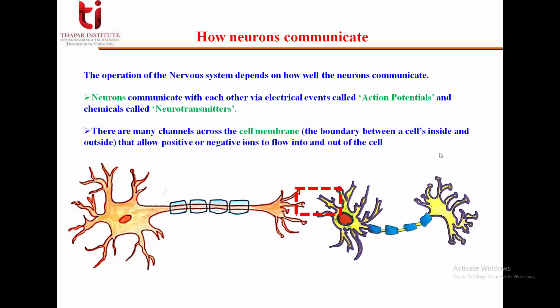There are many channels across the cell membrane, that is, the boundary between the cell's inside and outside. As you can see, the cell membrane is the outer covering of the cell body, which allows positive or negative ions to flow into and out of the cell.